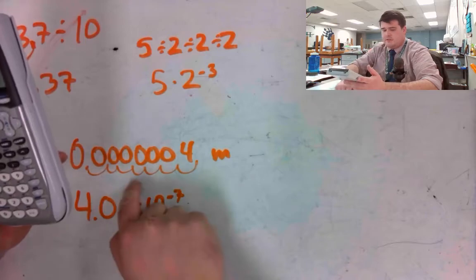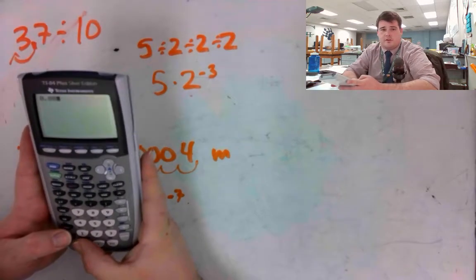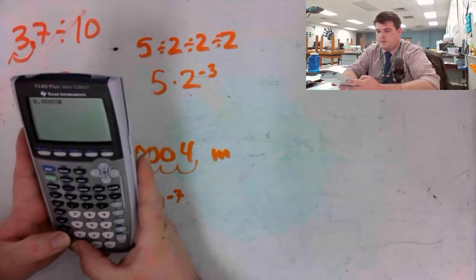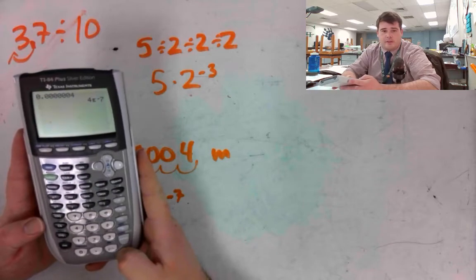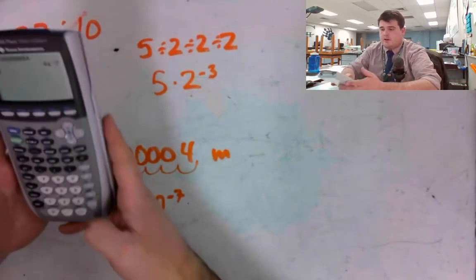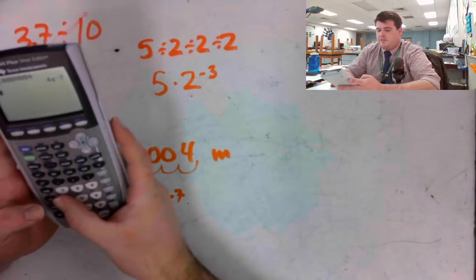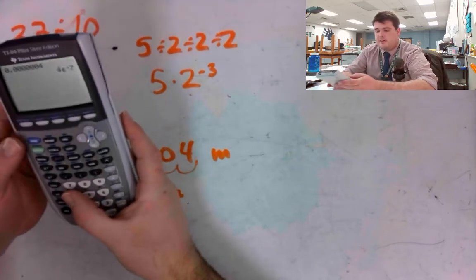Well, let me just type in this number. 0.000, there's 6 zeros: 1, 2, 3, 4, 5, 6, 4. If I push enter, look at that. My calculator already figures out 4E7. 4 times 10 to the 7th. We agree. Now, what if I want to just skip right ahead? If the calculator is going to use the E's, can I use the E? And the answer is yes, you may.